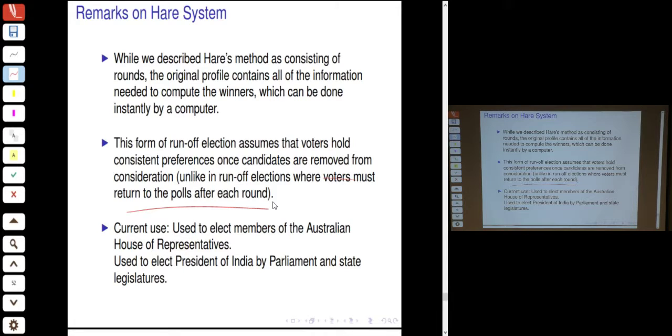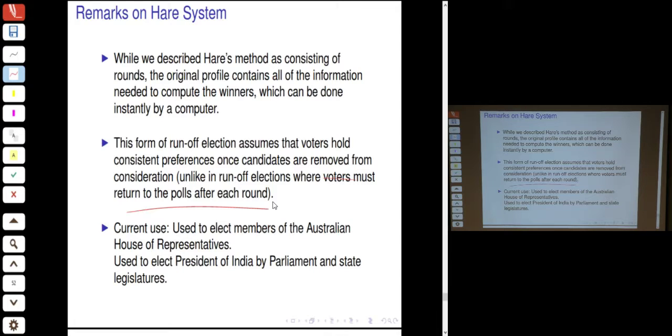For example, if you look at presidential elections in France, what happens is that there is a first round with many candidates, and then there is a runoff election between the top 2 candidates, and the voters are supposed to go back to the polls and cast their votes, right? So that kind of runoff, which is also popular in practical elections, is not the Hayes method.